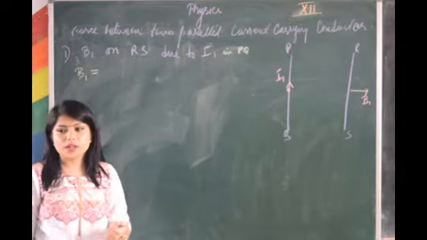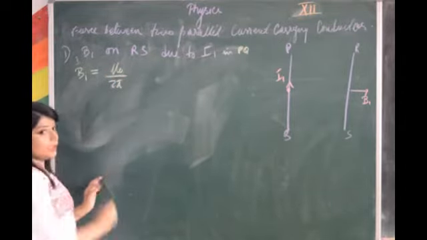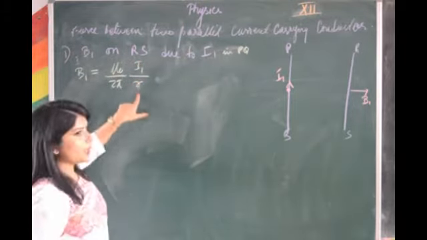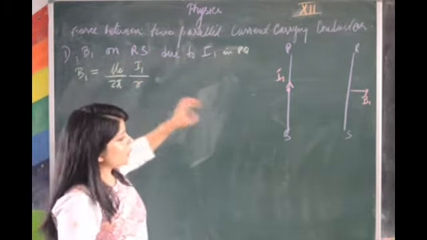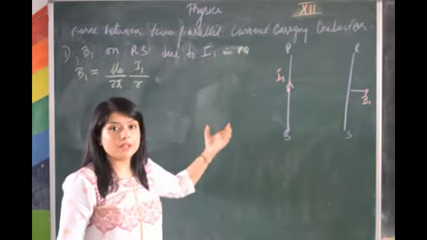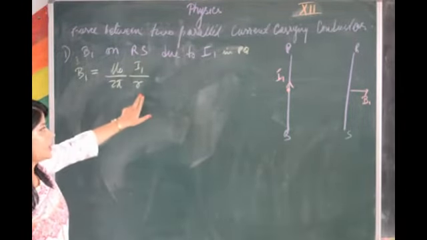the magnetic field due to a straight current carrying wire, mu naught by 2 pi multiplied by I1 by R. R is the distance between the point where the magnetic field is measured and where the magnetic field is being generated. That is the distance, not the radius. Please remember, this is the distance.